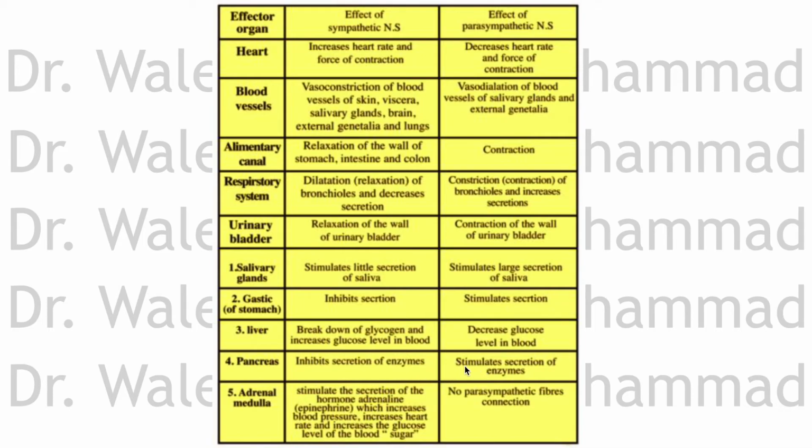على الادرينال ميدالا السمباثيك stimulate the secretion of the adrenaline، الاسم الثاني بتاعه epinephrine، epinephrine يعني فوق الكلوية. الادرينال موجود بتركيز عالي هناك في الادرينال ميدالا، في الادرينال جلاند يعني. ده increases the blood pressure, increases the heart rate, increases the glucose level of blood. الباراسمباثيك ما فيش parasympathetic fibers connection مع الادرينال ميدالا.